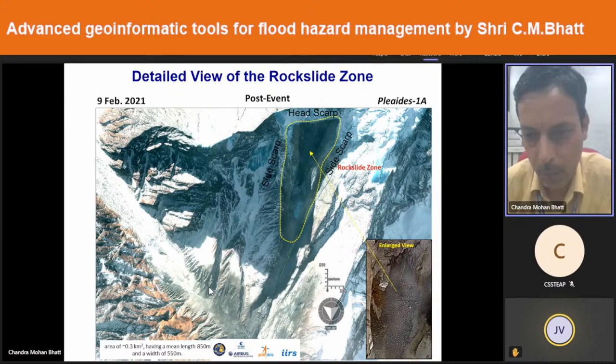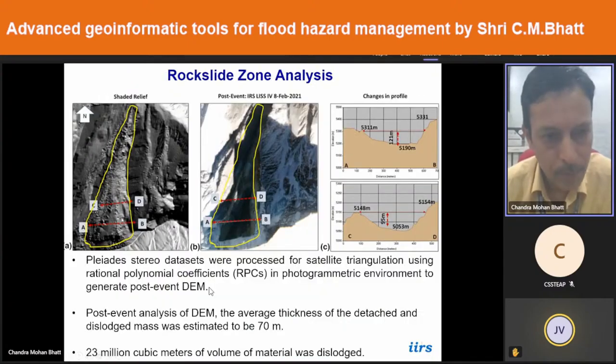This data was obtained under that, and you can see we are able to compute the volume of the material, the depth, and the change in the profile of the area. Over here, you can see there is a drop in the elevation because the mass got dislodged from this area. Pleiades stereo data sets were processed for satellite triangulation using the rational polynomial coefficient, RPC, technique in a photogrammetric environment to generate a DEM.